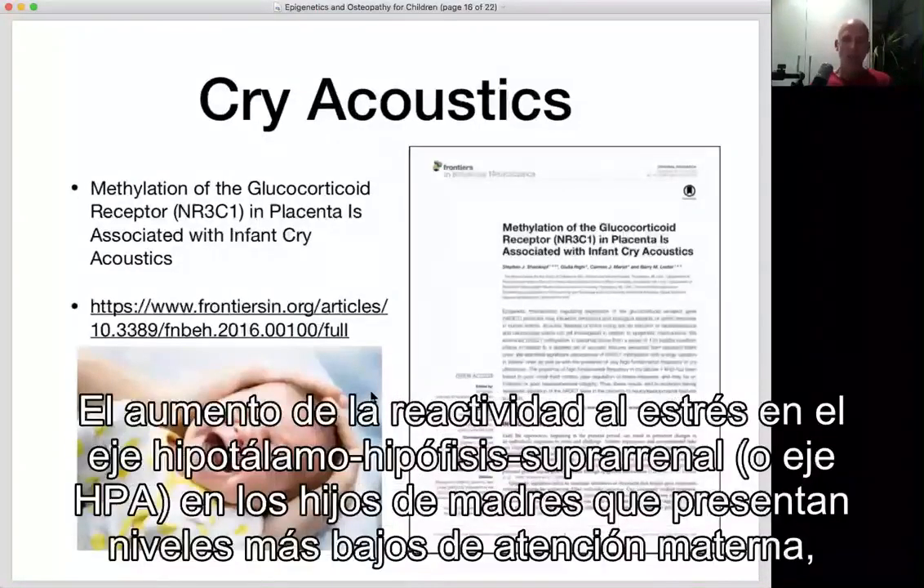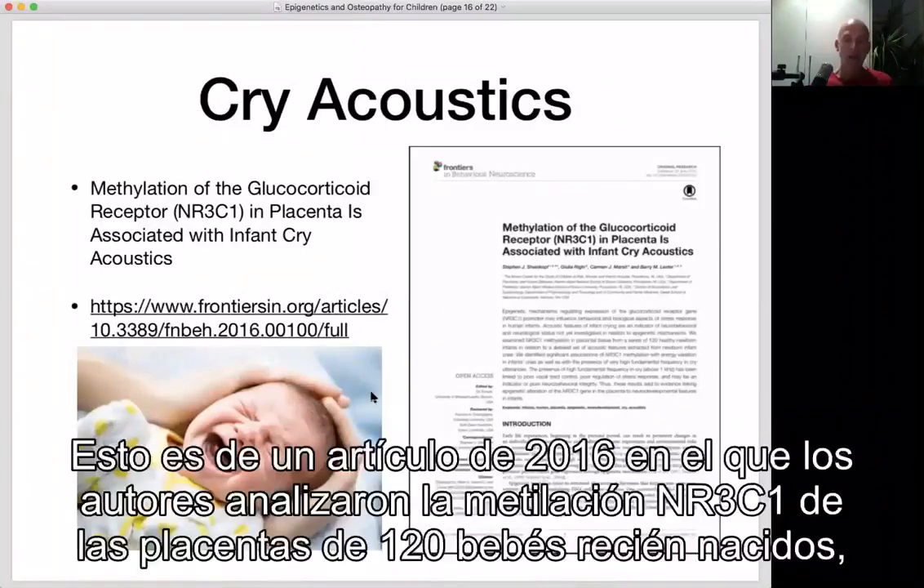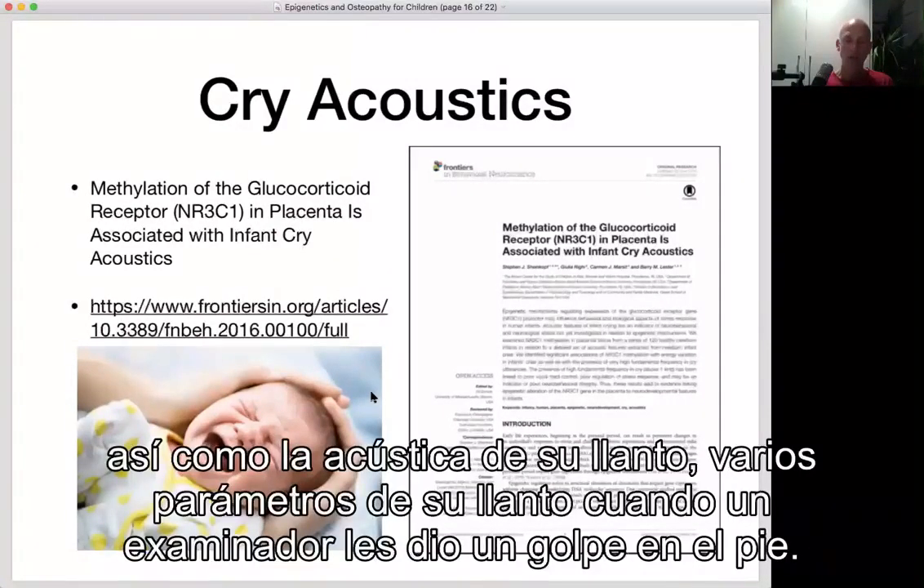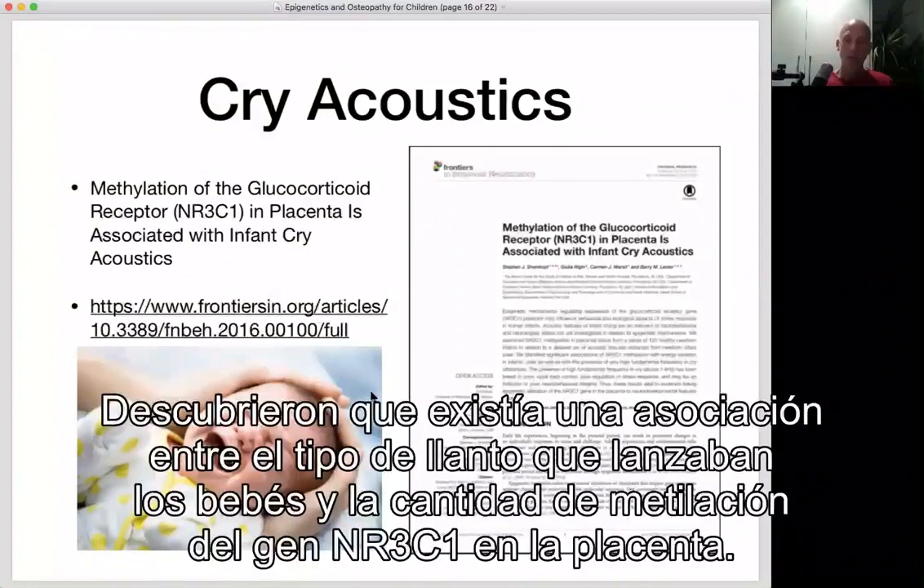Increased stress reactivity in the hypothalamus pituitary adrenal axis in the children of mothers exhibiting lower levels of maternal care appears to be caused by decreased expression of glucocorticoid receptor gene, that is the NR3C1 gene, in the hippocampus. This is from a 2016 paper where the authors looked at the NR3C1 methylation of placentas of 120 newborn babies, as well as their cry acoustics, various parameters of their cry when they were poked in the foot by an examiner. They found that there was an association between the type of cry that the babies made and the amount of methylation of the NR3C1 gene in the placenta.